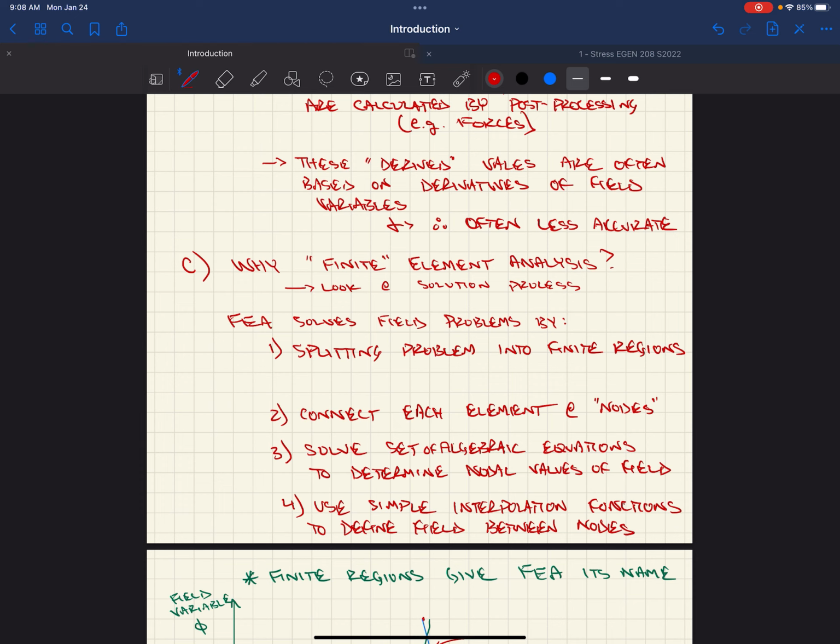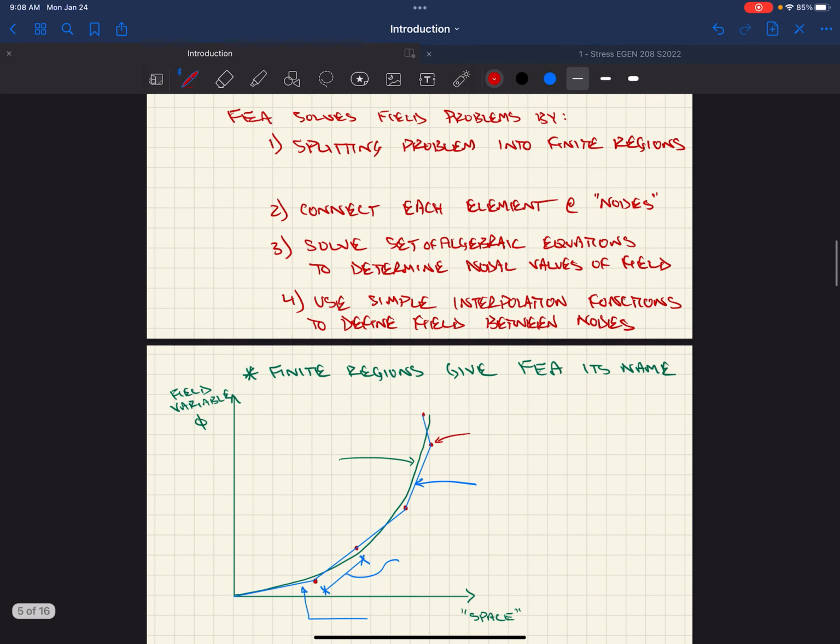Right? As I've mentioned the last few days, essentially that is what the finite element method is. We're breaking it up into finite regions, we connect them at nodes, we calculate what the values of our field variable, our parameter that we're looking for, are at those nodes, and then we make some assumption as to how we think that field variable varies from one node to the other. And we call that an interpolation function. We'll talk about that more later on.